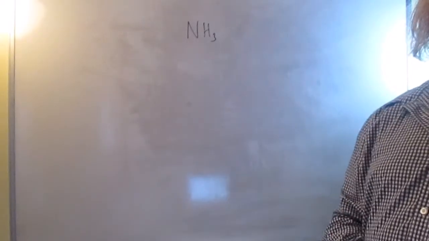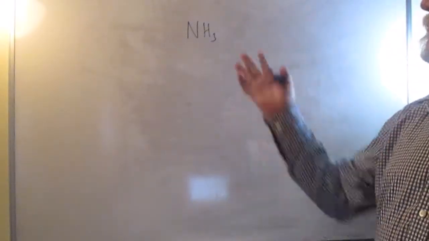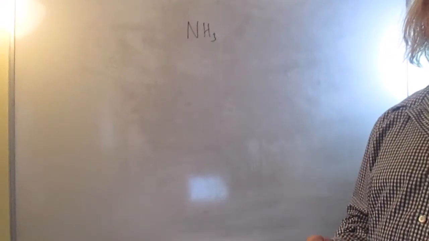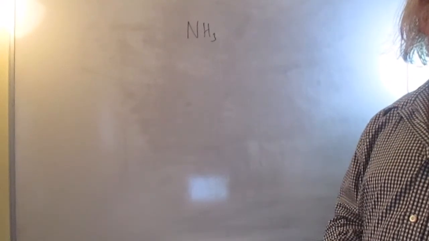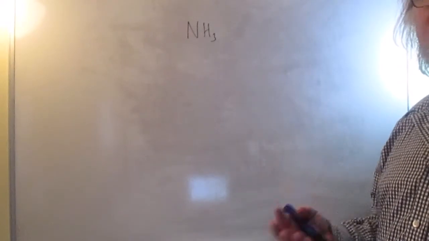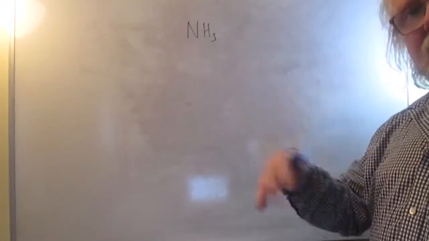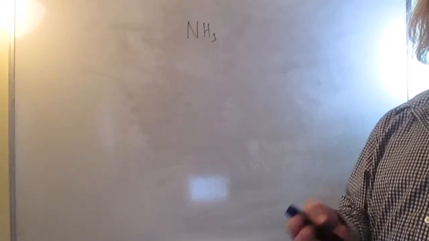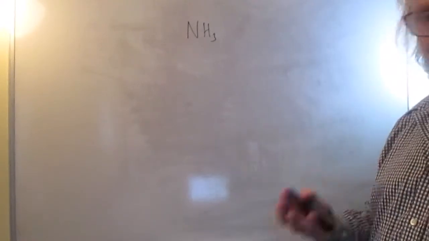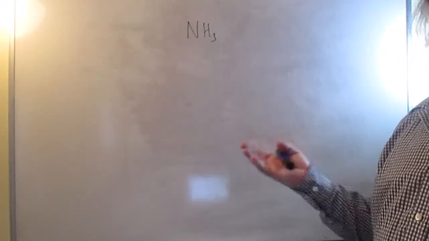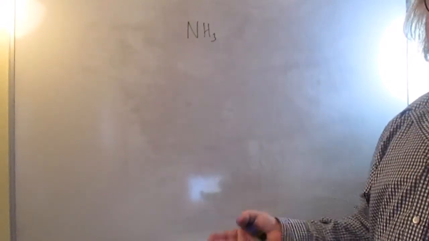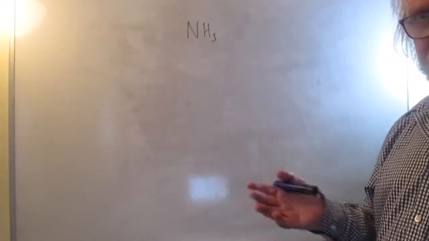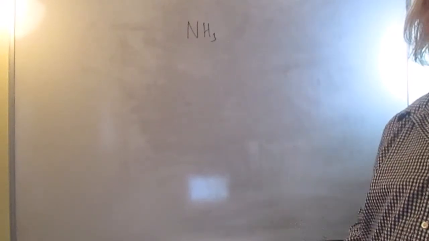Question 10 wants us to consider ammonia, which is that, and it asks us which of the statements is true. So the first one says ammonia is less volatile than water. Remember, volatile means easy to turn into a gas. So if that were true, it would be harder to turn ammonia into a gas than it is water, and that's obviously not the case because ammonia is a gas at room temperature. Water is not, it's still a liquid, so it's harder to vaporize water. So A is wrong.